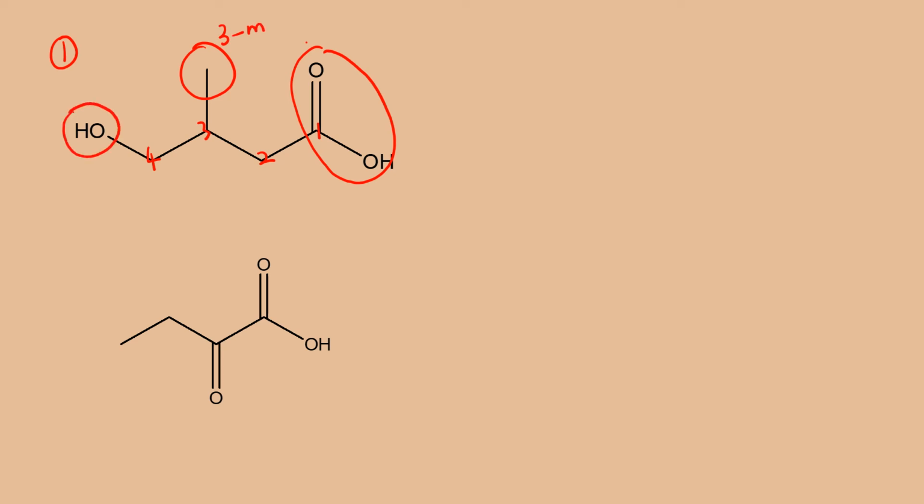OH sebagai substituent, the name is hydroxyl. Okay, so we have 4 hydroxy for the OH substituent. So the full name of this compound will be 4-hydroxy 3-methyl butanoic acid.